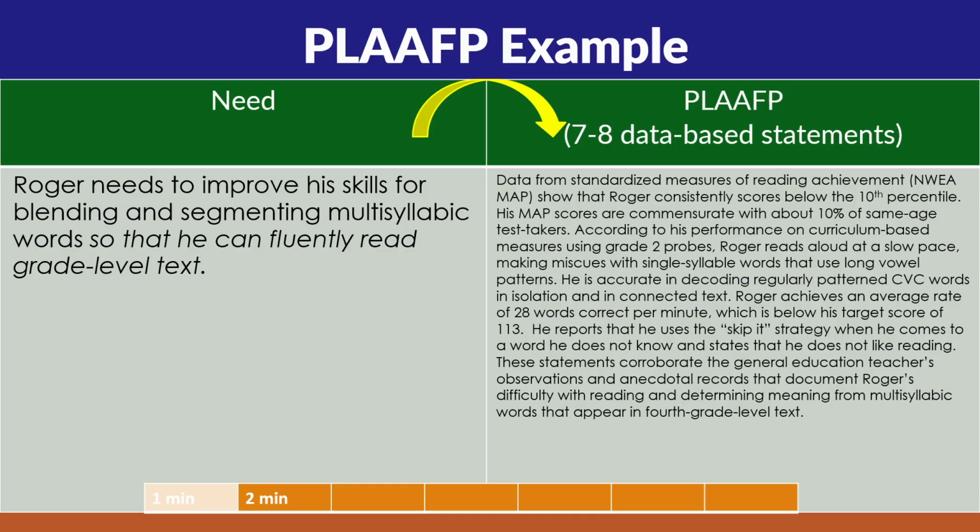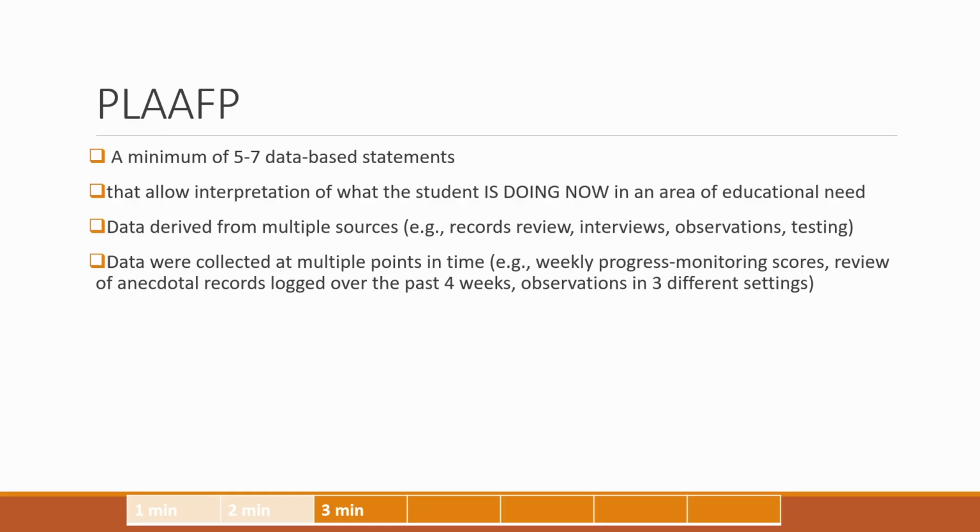Roger achieves an average rate of 28 words correct per minute, which is below his target score of 113 words correct per minute. He reports that he uses the skip it strategy when he comes to a word he does not know and states that he does not like reading. These statements corroborate the general education teacher's observations and anecdotal records that document Roger's difficulty with reading and determining meaning from multisyllabic words that appear in 4th grade level text.